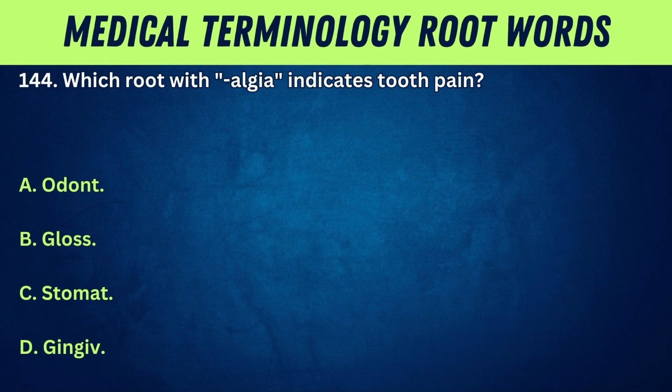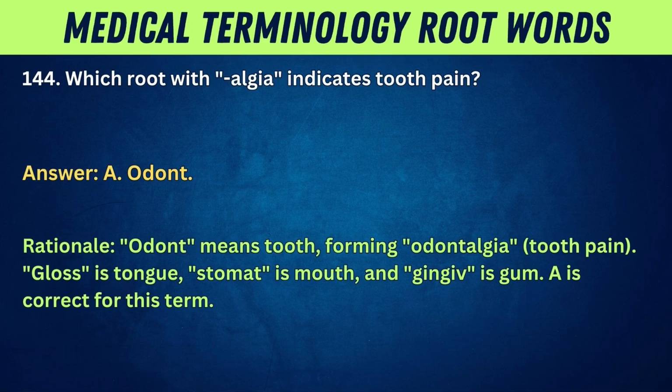144. Which root with algia indicates tooth pain? A. Odont. B. Gloss. C. Stomat. D. Gingiv. Answer: A. Odont. Rationale: odont means tooth, forming odontalgia, tooth pain. Gloss is tongue, stomat is mouth, and gingiv is gum. A is correct for this term.